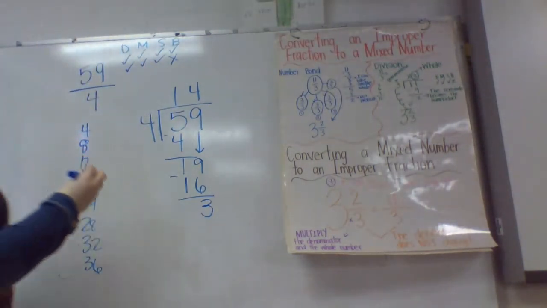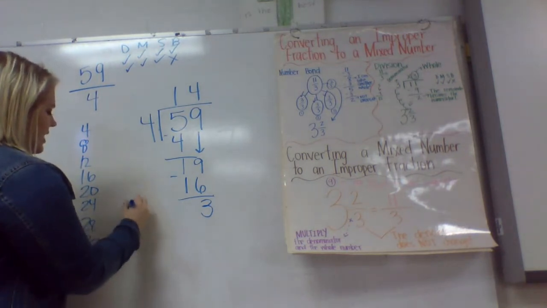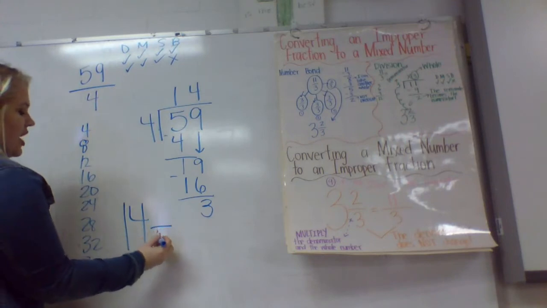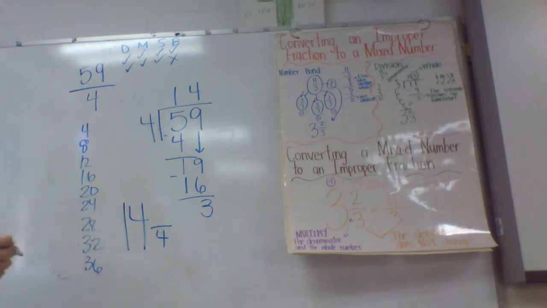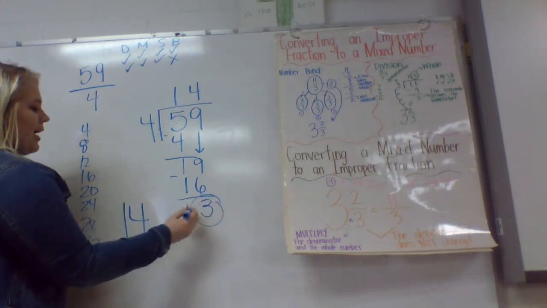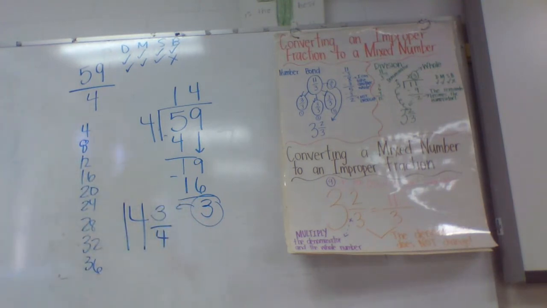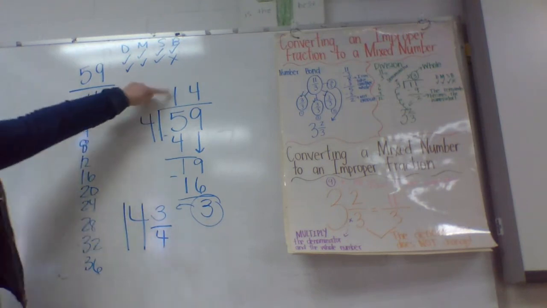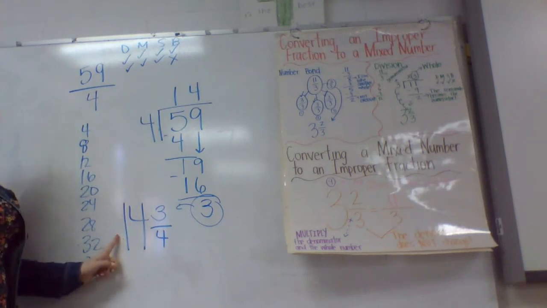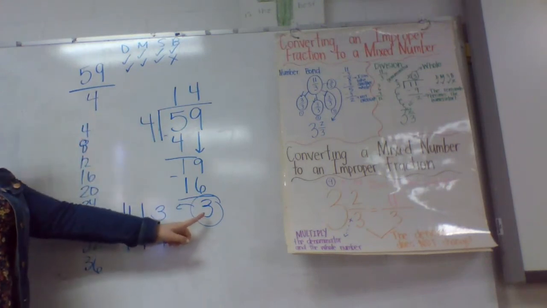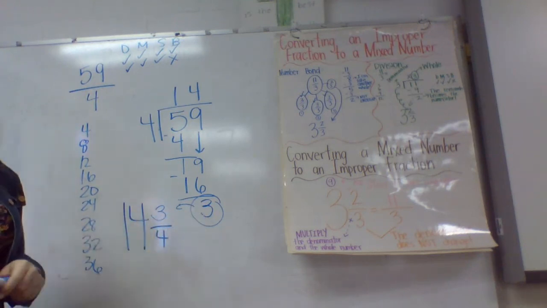So I know I brought 14 whole groups out. My denominator doesn't change. My denominator stays fourths. My remainder now becomes my numerator when I go from an improper fraction to a mixed number. So I divided. The whole number becomes the whole number of my mixed number, my denominator stays the same, and my remainder becomes my numerator.